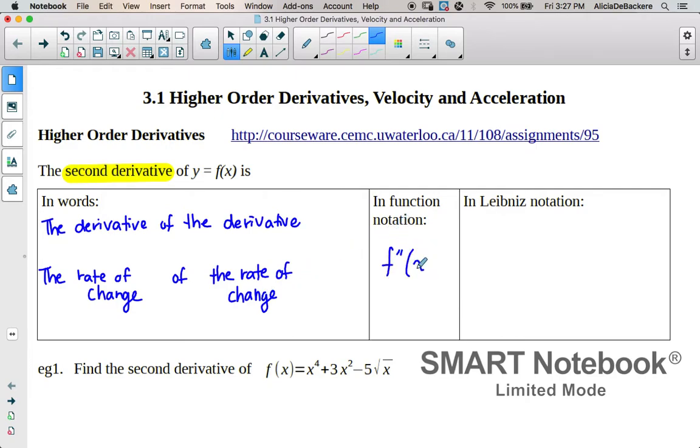In function notation, normally for the first derivative we used f prime of x, now we're going to use f double prime of x. And in Leibniz notation, instead of dy dx, we say d squared y over dx squared, because we're going to take the derivative twice. And it's going to be in terms of x both times, so we square the x. Another way to write this is to say I'll take the first derivative, dy dx, and then I'll take the derivative of that. So I'm taking the derivative of the derivative.